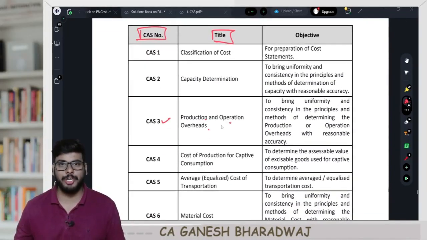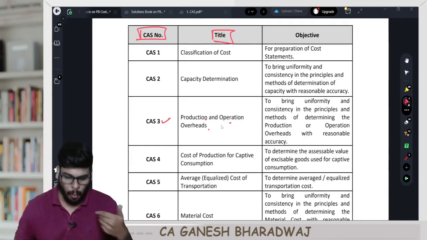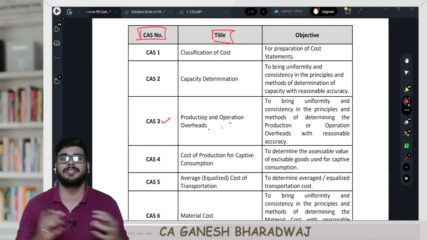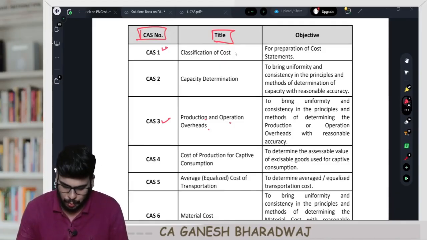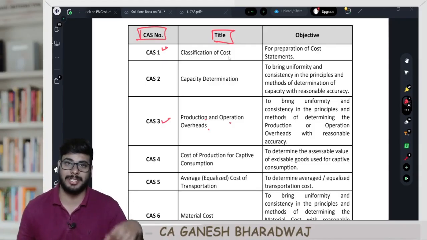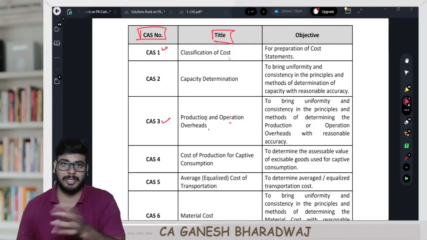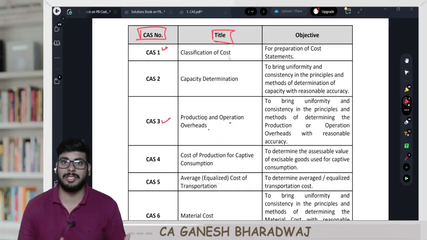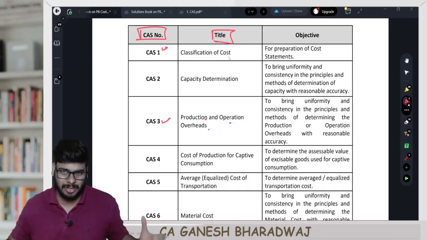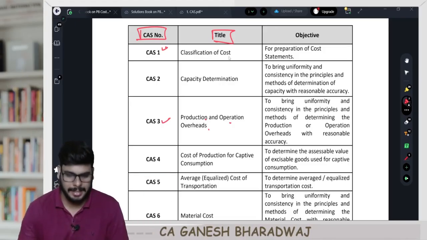Now, let me tell you first. Let me walk you through the 24 cost accounting standards. What are all the cost accounting standards, and what does each of them talk about? First, CAS number 1 talks about classification of cost. So we have seen all this cost classification, right? Material, labor, overheads, your prime cost, that is direct cost, indirect cost, administration overheads, administration cost, factory cost, that is manufacturing cost, selling cost, manufacturing and non-manufacturing cost. All these cost classifications which we have seen actually stem out of a standard called CAS number 1.